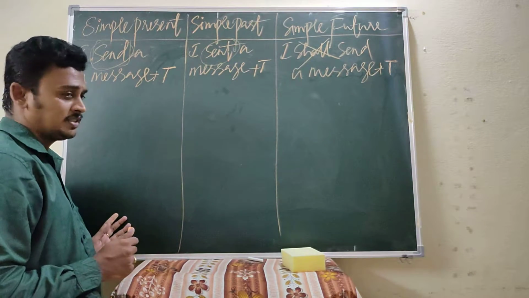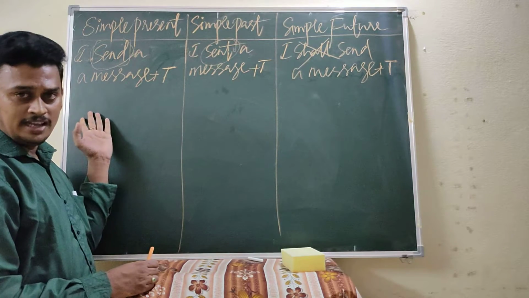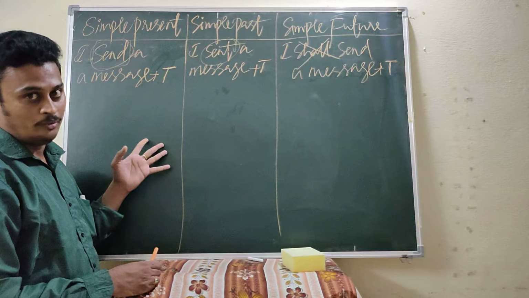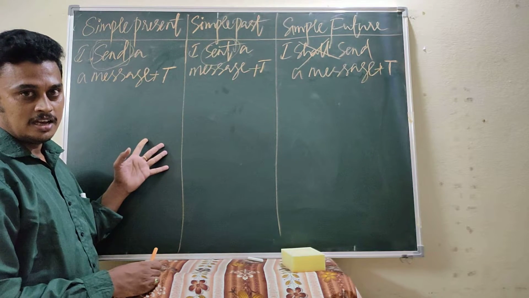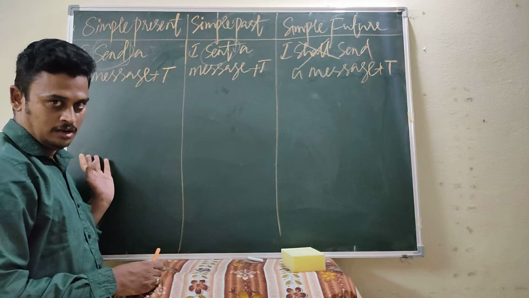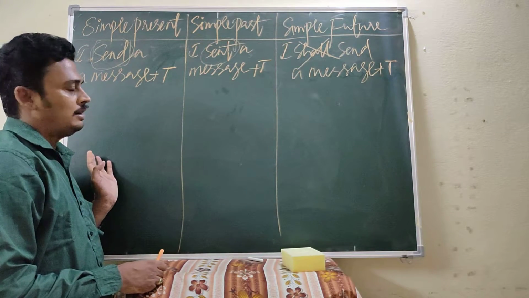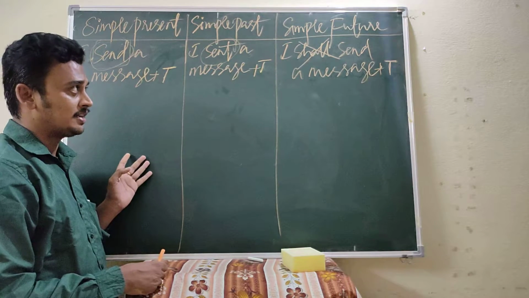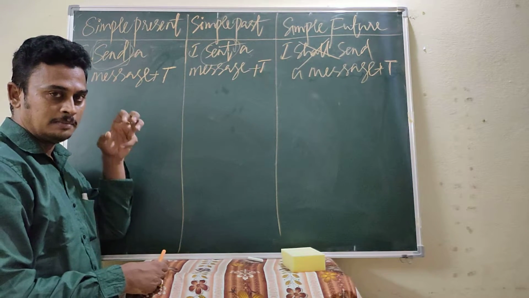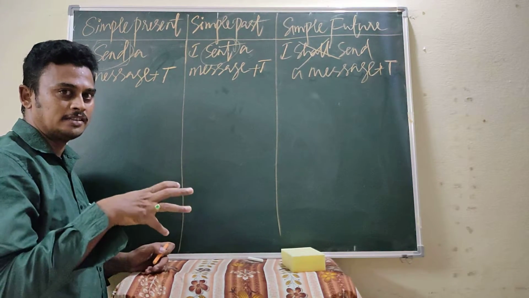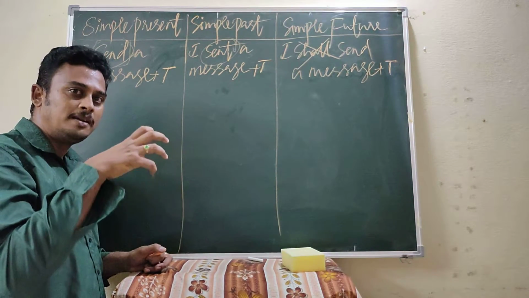The time indicators for simple present tense are everyday, daily, usually, frequently, never, ever, always, sometimes, seldom, often, rarely, regularly, now and then. Such types of time indicators can be used in simple present tense. The past tense also has time indicators. That means a particular time is very important.